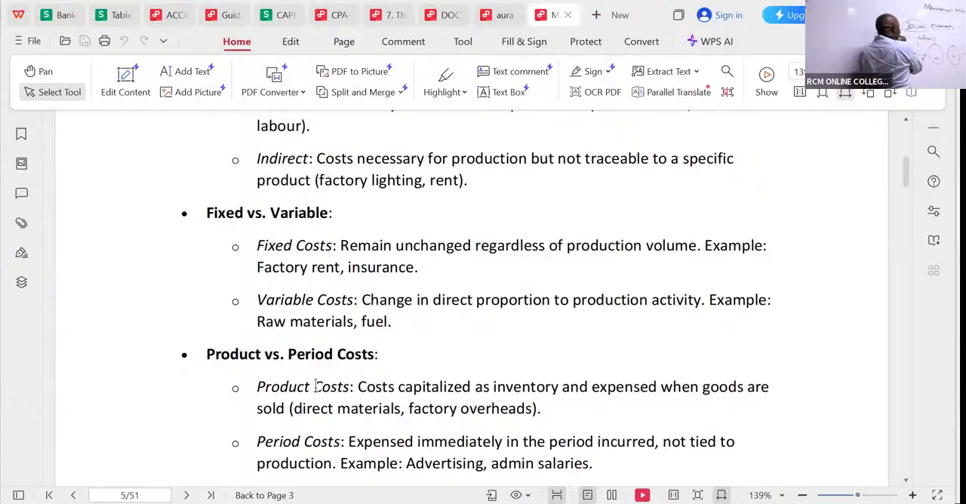Inventory is a non-factor for these periodic costs. They are always fixed. We shall always expense them in the income statement. So periodic costs are expensed immediately in the period they are incurred. They are not tied to production. Example: advertisement, administration, what here, somebody? Salaries. Product costs are costs that are capitalized as inventory and expensed when goods are sold, like direct materials, factory, what here, somebody? Overheads.